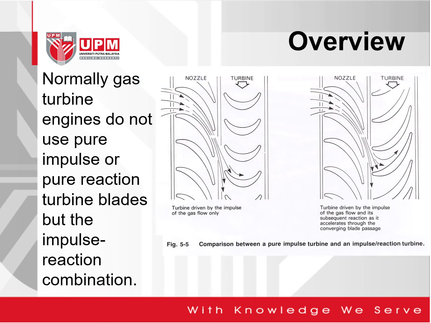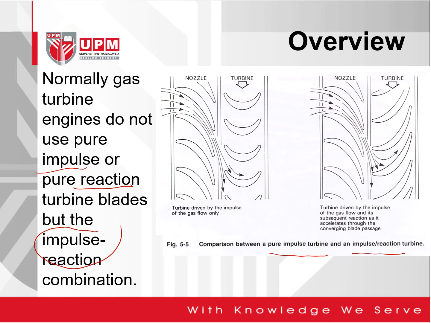Before we go further, the figure here is a comparison between the pure impulse turbine and the impulse reaction turbine, the combination of impulse and reaction turbine. Normally, gas turbine engines do not use pure impulse. Normally, we do not have just pure impulse or pure reaction turbine blades, but we have a combination, an impulse reaction combination, for gas turbine engines.